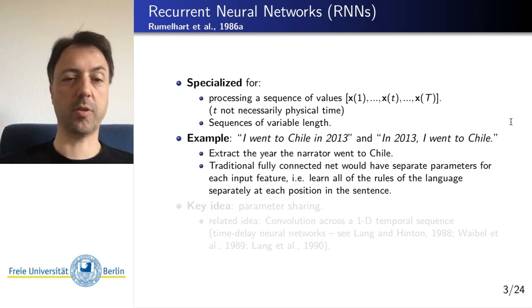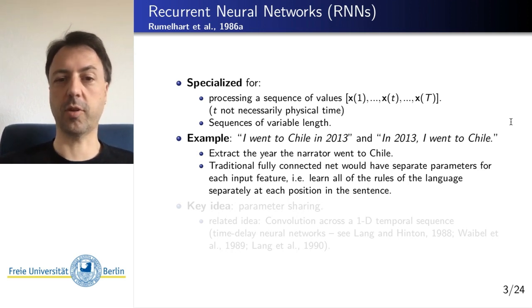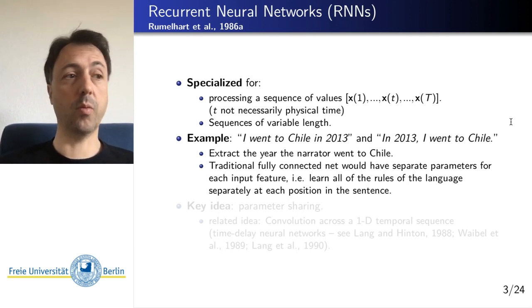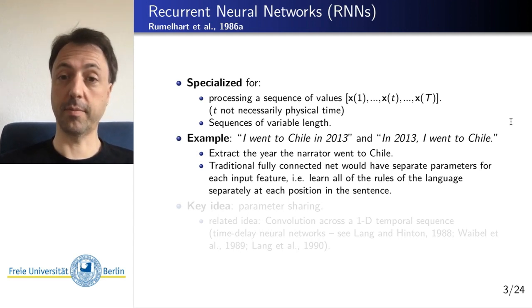So that means we cannot use something like traditional fully connected neural networks, where the parameters are associated with fixed places or fixed positions in the input. We have to use some sort of parameter sharing, similar as in convolutional neural networks.